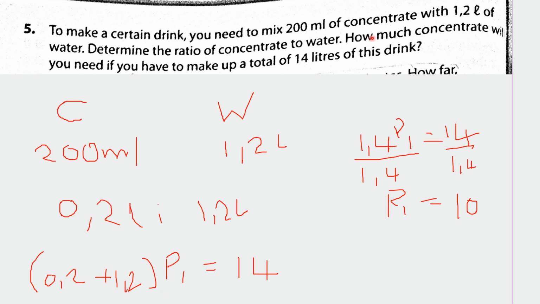Okay, so now the question only asks us how much concentrate will you need to make up the total of 14 liters of drinks. So we're only going to calculate the amount of concentrate. So the amount of concentrate, it will be how much? It will be the ratio of concentrate, which is 0.2, multiplied by one ratio, which is 10. And therefore, it will lead us to 2 liters of concentrate.